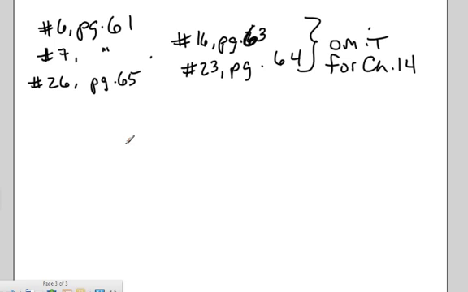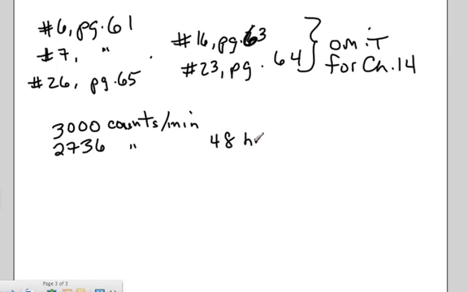All right, number 6 on page 61 says, the activity of a radioisotope is 3,000 counts per minute at one time, and 2736 counts per minute at 48 hours later. And the question is, what is the half-life?